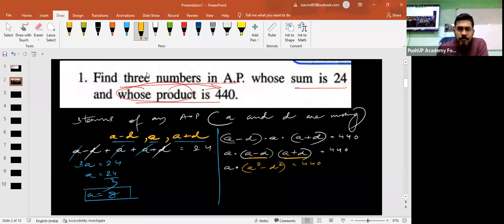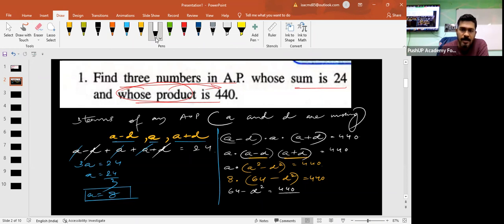What is the value of A here? It is 8. So 8 into 8 square. What is 8 square? 64. Minus D square, which is equal to 440. Right? So 64 minus D square is equal to 440 divided by 8. What is 440 divided by 8? 55. Very good. So in that case, I'll bring 55 to the left hand side and minus D square to the right hand side.